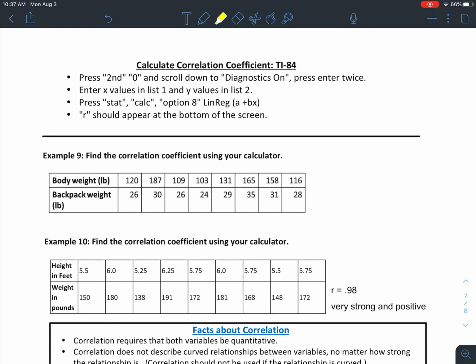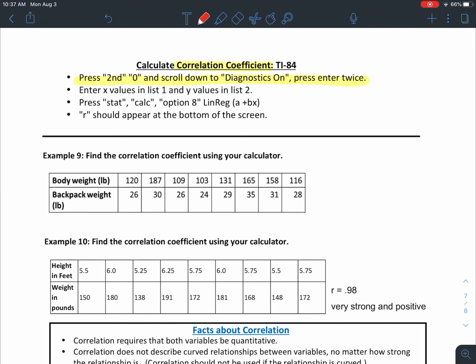It is very important before you run a regression, though, that if you want it to report the R value for you, you have to make sure your diagnostics are turned on. This would be explained in the video, but you need to go to the catalog, second 0. You need to scroll down to the command diagnostic on. You need to press enter twice. That will then show you the R value when you run a regression.